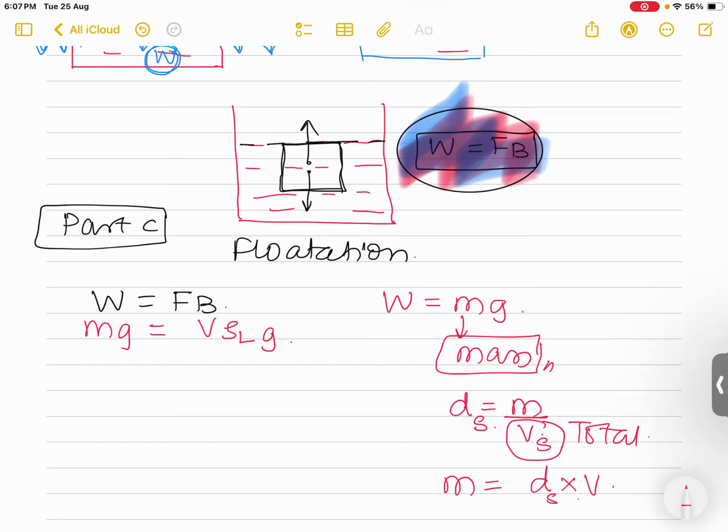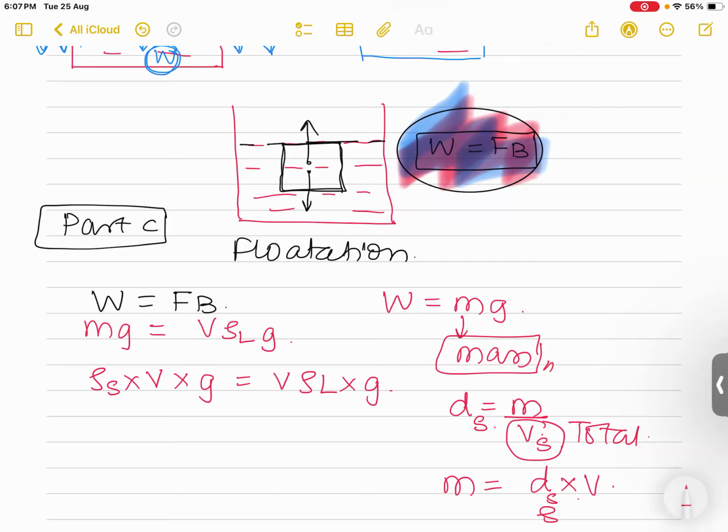I replace mass by density times volume. Density, I'm writing it as rho. So we get rho S into V into g is equal to V rho L into g. You understand, guys, what I have done? I repeat my concepts again.